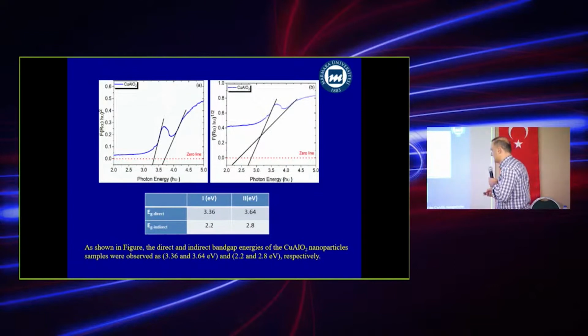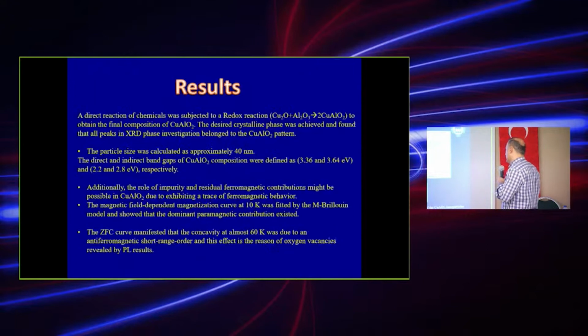So we also calculated whether our copper aluminum oxide band gap energies are the same as in the literature or not. This is a measuring method to see your result, even for the same material. You find direct and indirect band gaps here for copper aluminum O2 nanoparticles, like 3.36 and 3.64, and 2.2 and 2.88 electron volts respectively.